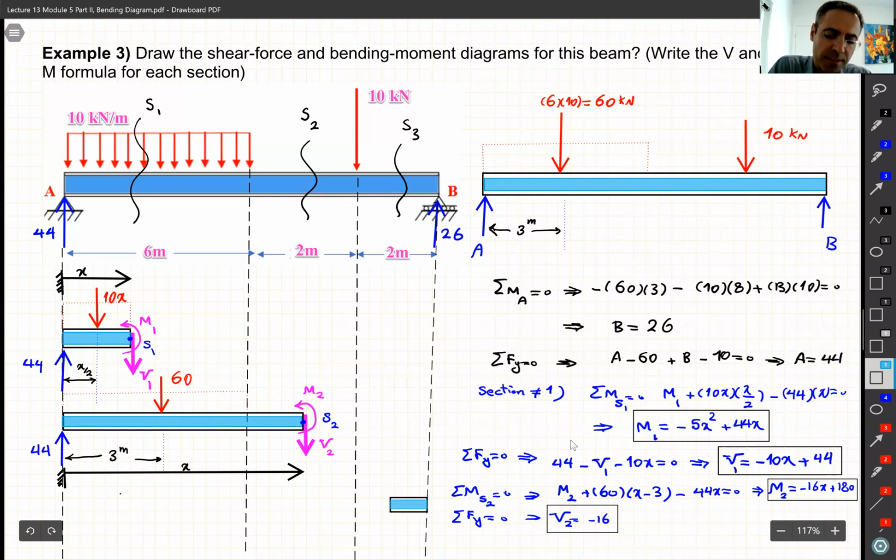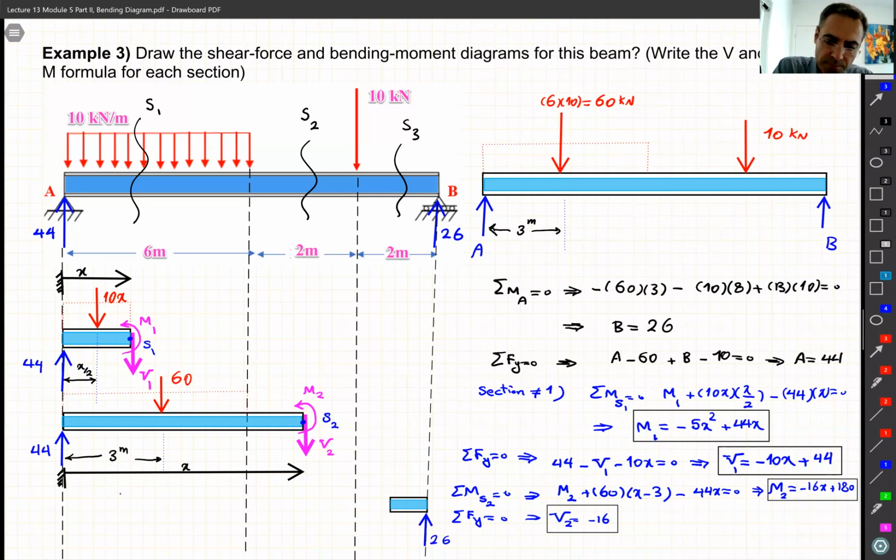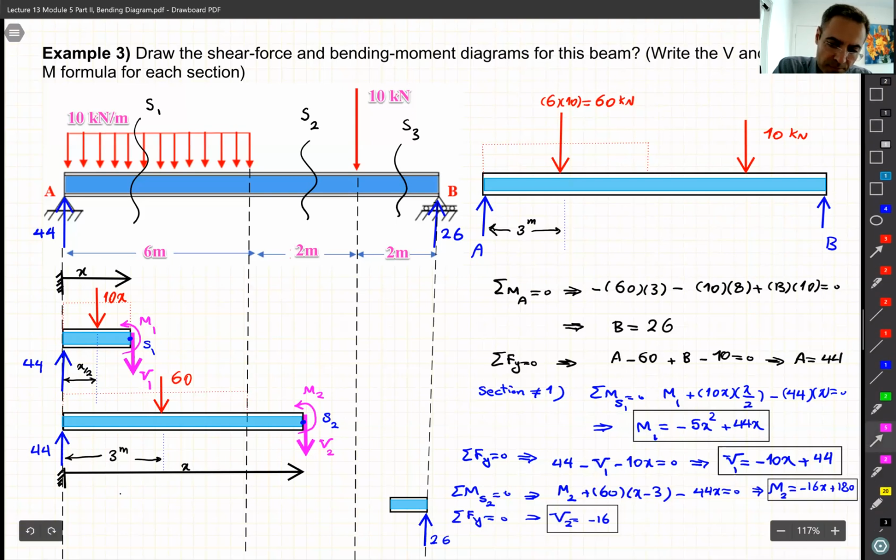Again, if you are comfortable taking the portion on the left, that's totally up to you. You're going to get the same result, but I prefer the portion here. So I have 26 over there, 26. Then nothing except the V and M, which V for the right side is always going up, and M always is going to be clockwise. So it's going to be then M3 and V3. All right?